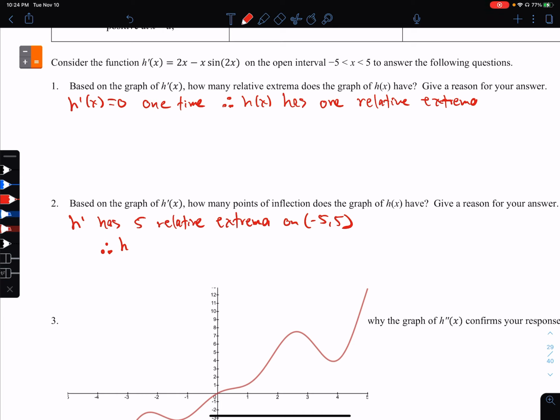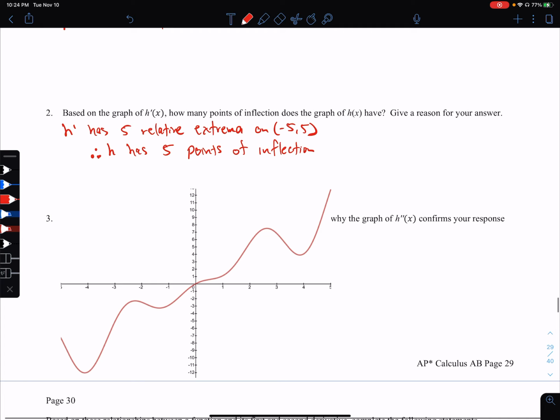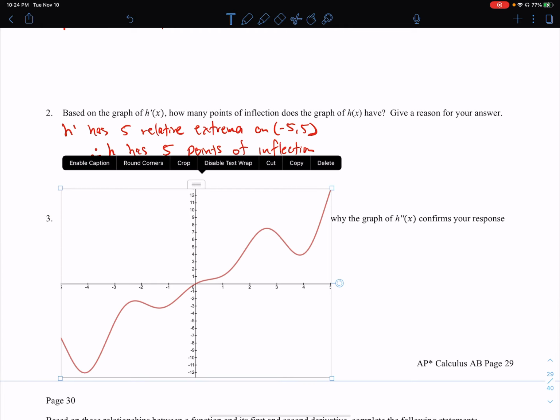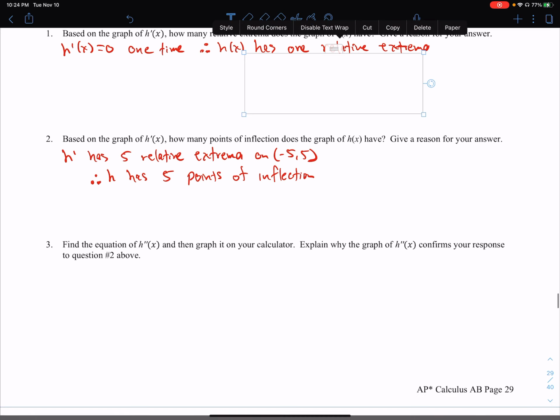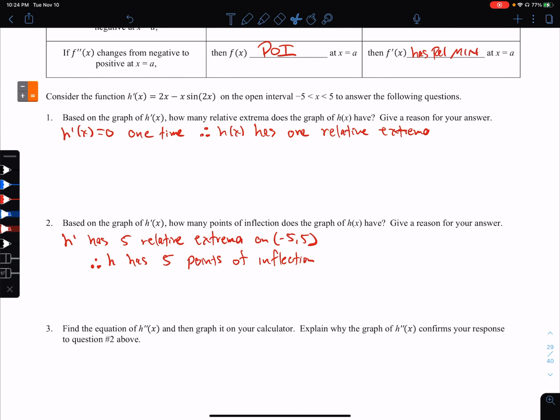We can conclude from that that h has 5 points of inflection. Let's get rid of this graph. Part 3 says find the equation of h double prime and then graph it on your calculator. Well, let's see. Let me bring this h down here.